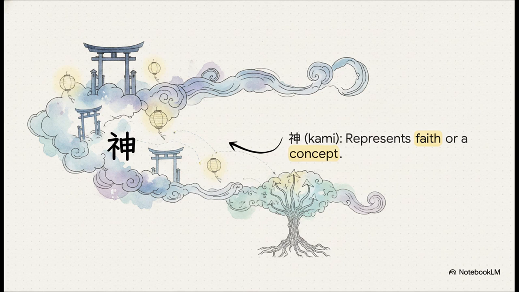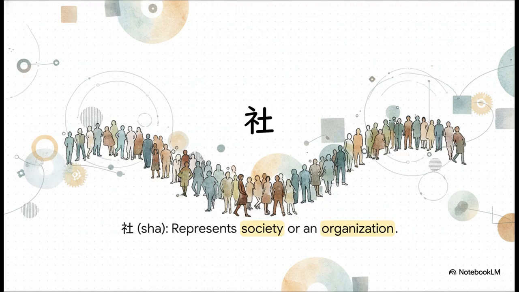Quick fire. First up, kami, meaning God. Can you touch a god? Nope, it's a concept, a belief. And what do you see on the left? That radical. It's your signal that we're in the realm of the abstract. Next, shakai, society. Society isn't a building you can point to. It's a structure, an organization, a system of people. And again, the radical is right there on the left, practically screaming at you that this is an abstract idea.